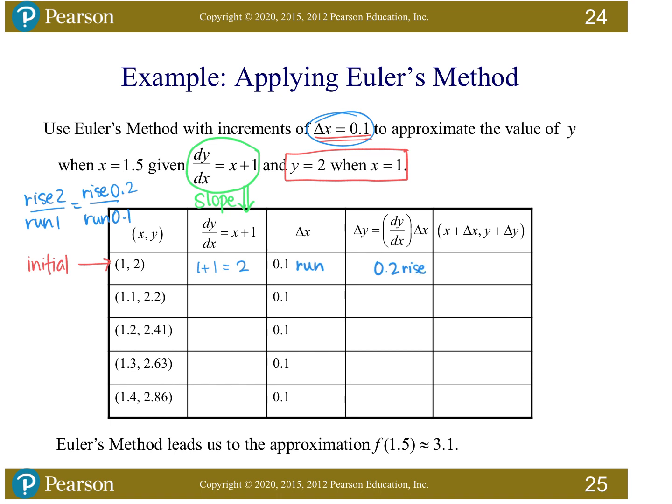So where do you end up? If you start at (1, 2) and you've now run 0.1, you end up at 1.1. And if you start at the y value of 2 and you've now risen 0.2, you end up at 2.2. So that's where I end up. That's my temporary next point. Now I want to make an adjustment. So I'm going to take that next point. This is now x1, y1. Remember, your initial is x0, y0. And now I'm going to take my next point.